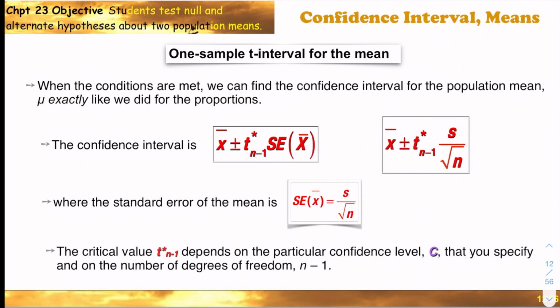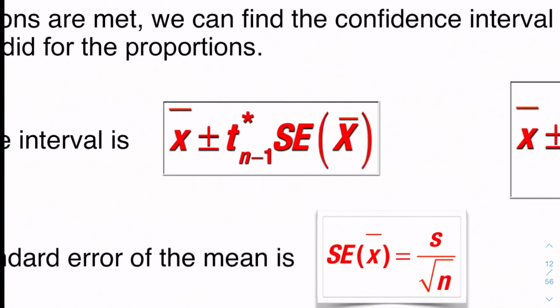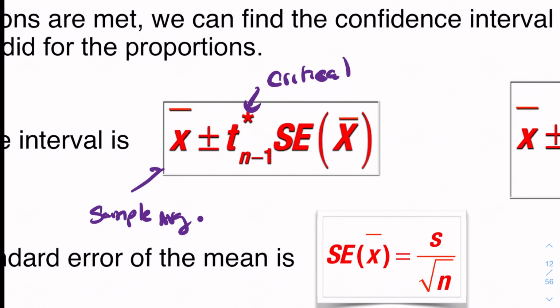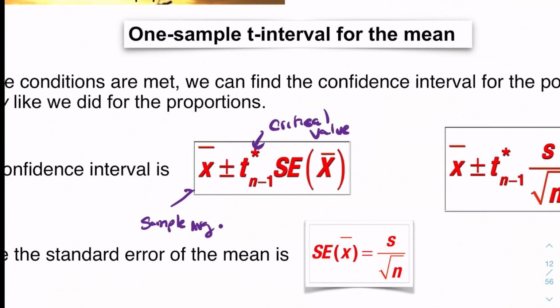So, if we were to construct a one sample t interval for the mean, when the conditions are met, we can find the confidence interval for the population mean mu, exactly like we did for proportions. So our confidence interval, we will write our sample average plus or minus the critical value. So this is our critical value, denoted t n minus 1. That gives me my degrees of freedom.